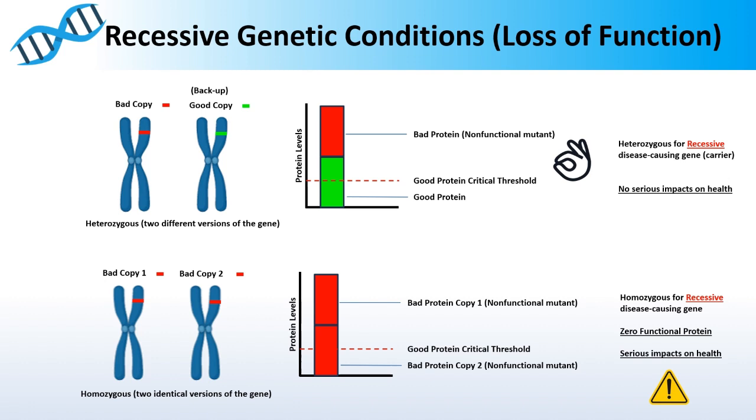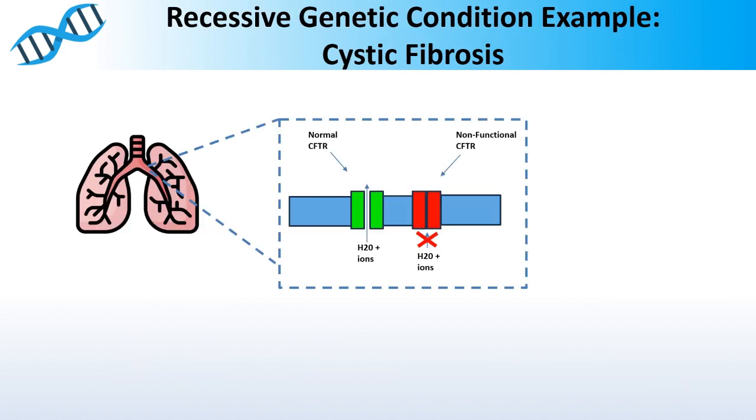In other words, you can be homozygous with 2 non-functional copies. And with recessive disease causing genes, it's only in these situations where you develop a disease, simply because you only have non-functional versions of important proteins with no real backup. And a good example of a recessive disease causing gene is the gene for cystic fibrosis, which I mentioned earlier.